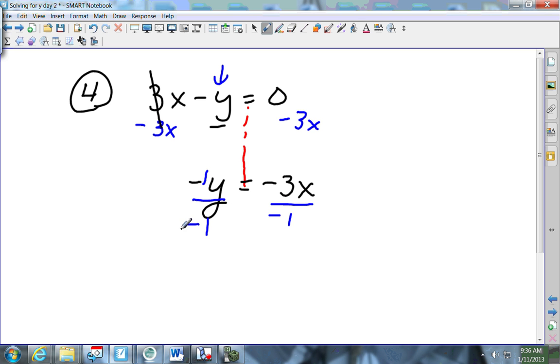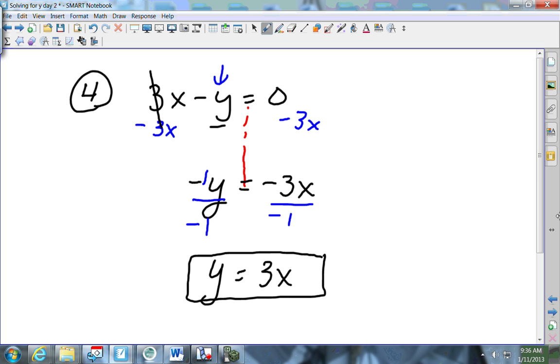A negative divided by a negative is a positive. And then right here, negative 3 divided by negative 1 is positive 3x. This is actually my equation right here. Now, when I'm trying to find the slope and the y-intercept, what number is my slope? It is 3. Now, make sure you don't put x. Okay, x is the variable. 3 is the slope. What's the y-intercept? It is 0, 0. If there's not a number there, it's the same as plus 0.